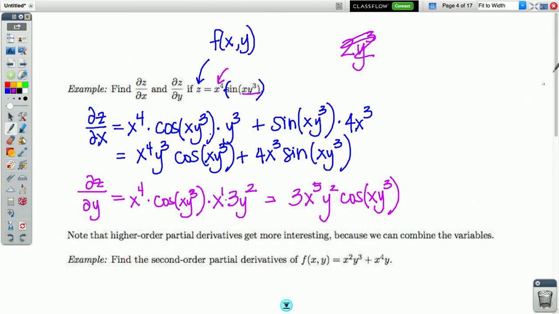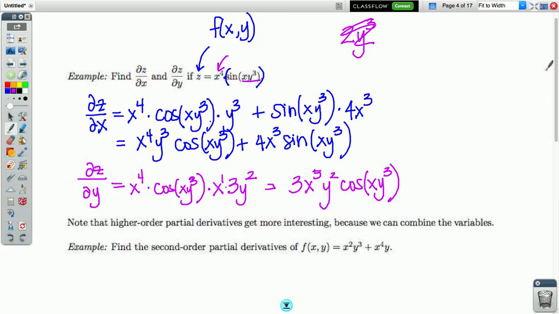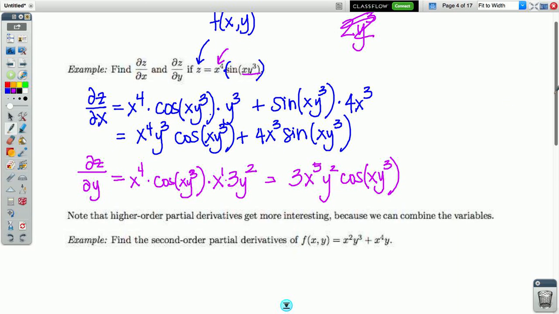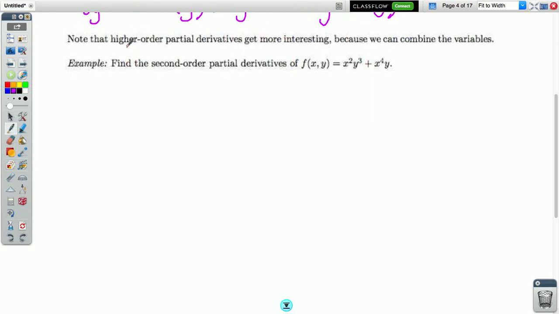So I have both of those. Differentiating with respect to multiple variables is actually not that bad, just because you treat the other variable as a constant. Now, things get a little bit more interesting when you're dealing with higher order partial derivatives, because now you can start mixing variables. So let's just start this one. I'll tell you what I mean in a second.